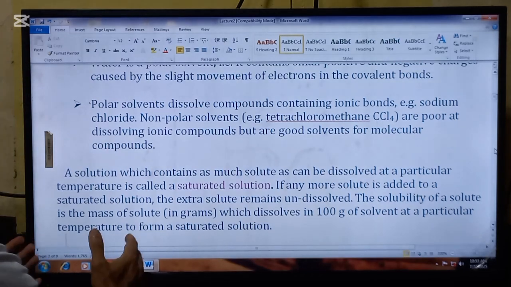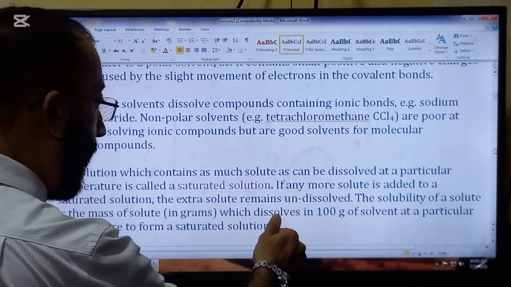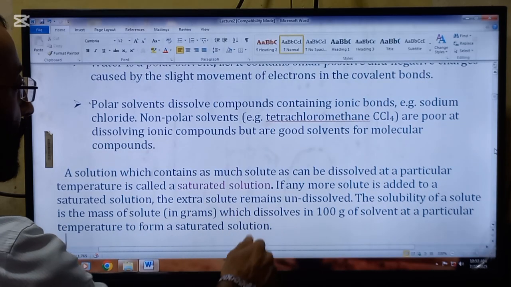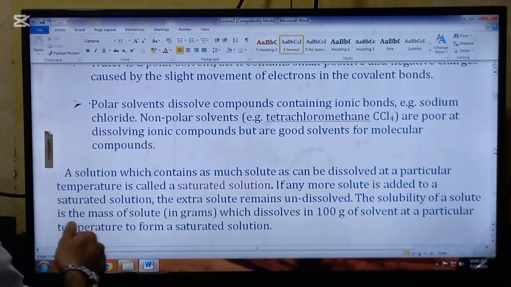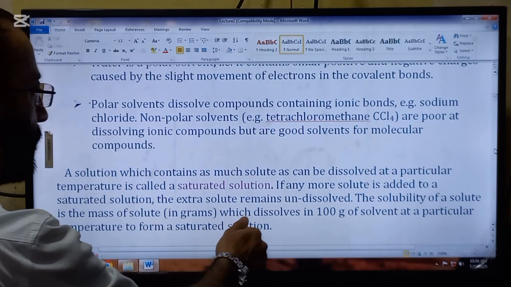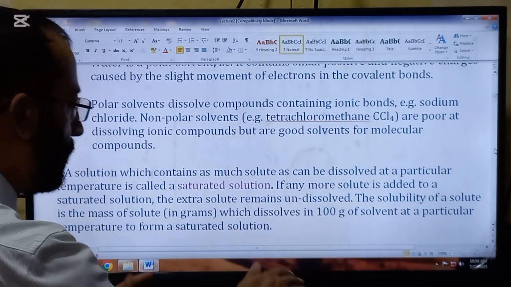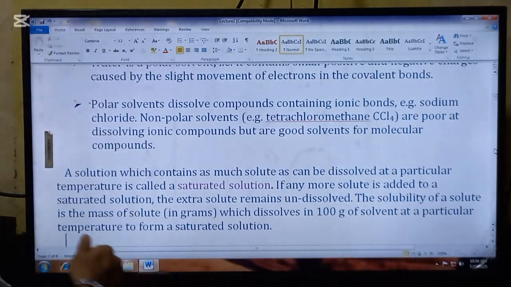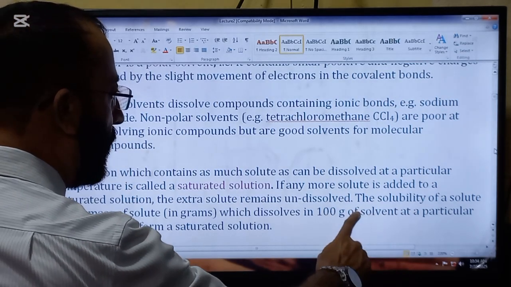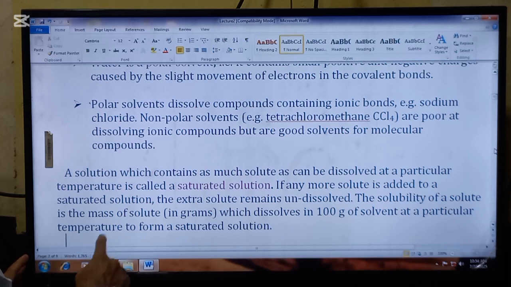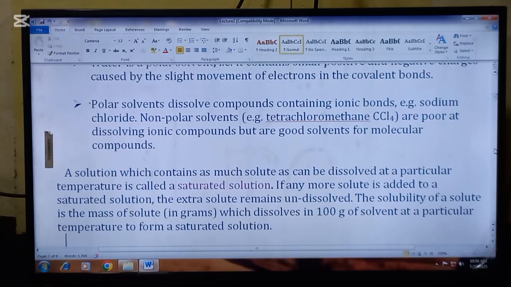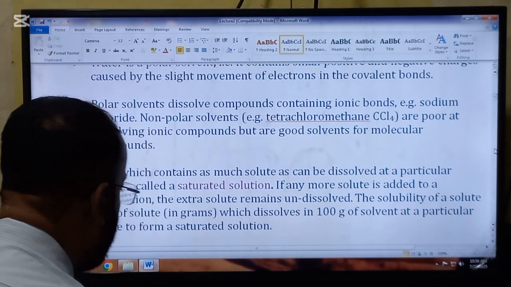A solution which contains as much solute as can be dissolved at a particular temperature is called a saturated solution. If any more solute is added to the saturated solution, the extra solute remains undissolved and gathers at the bottom of the container. This is the definition of solubility: the solubility of a solute is the mass of the solute in grams which dissolves in 100 grams of the solvent at a particular temperature to form a saturated solution.